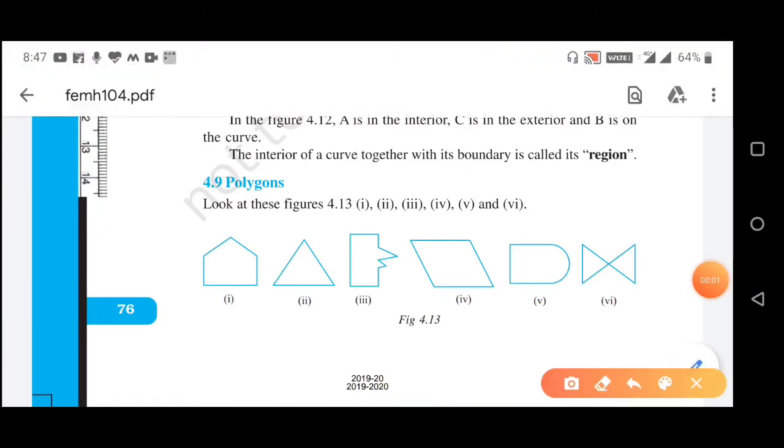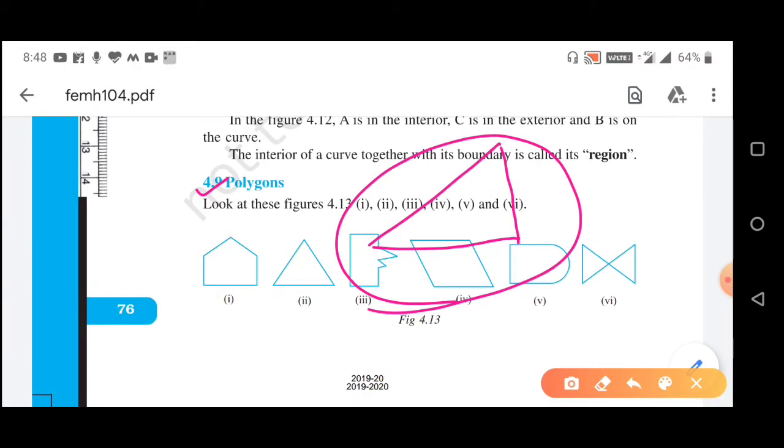The next one is polygon. What is a polygon? A polygon means a closed figure made up of line segments. To draw a closed figure using only line segments, we need at least 3 line segments. So polygon means a closed curve. See, this is closed. A closed curve made up of line segments is called a polygon.